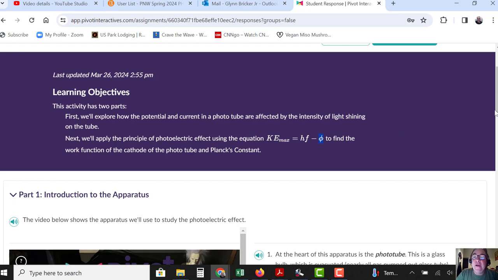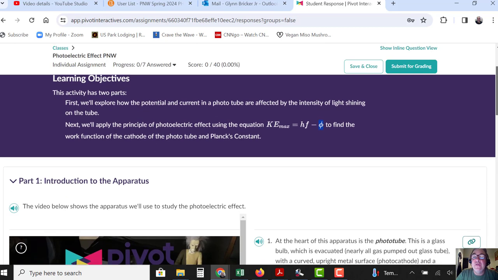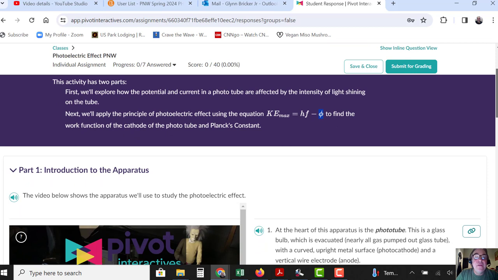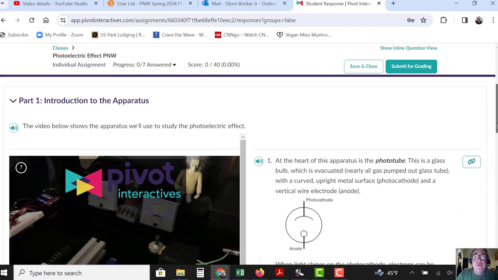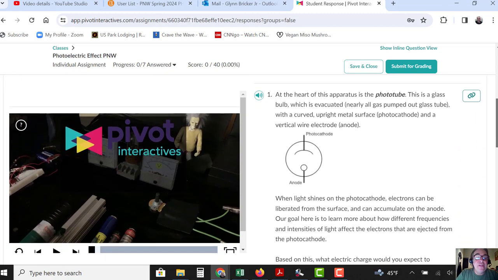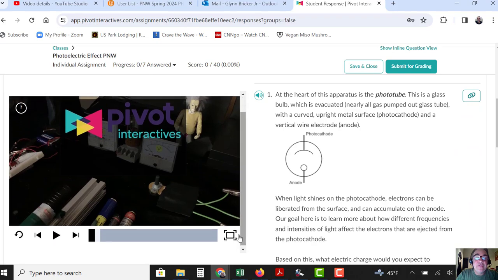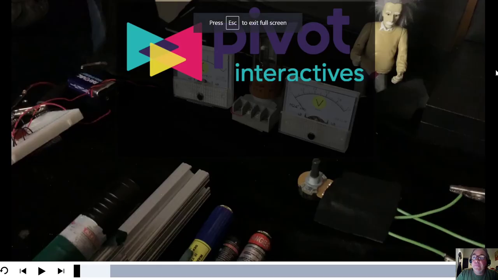So we'll be able to actually calculate the work function of an unknown cathode, and we'll also be able to come up with Planck's constant using the photoelectric effect. So pretty cool stuff, actually. So here's the video. Maybe I'll just show you what the video looks like before we get started.